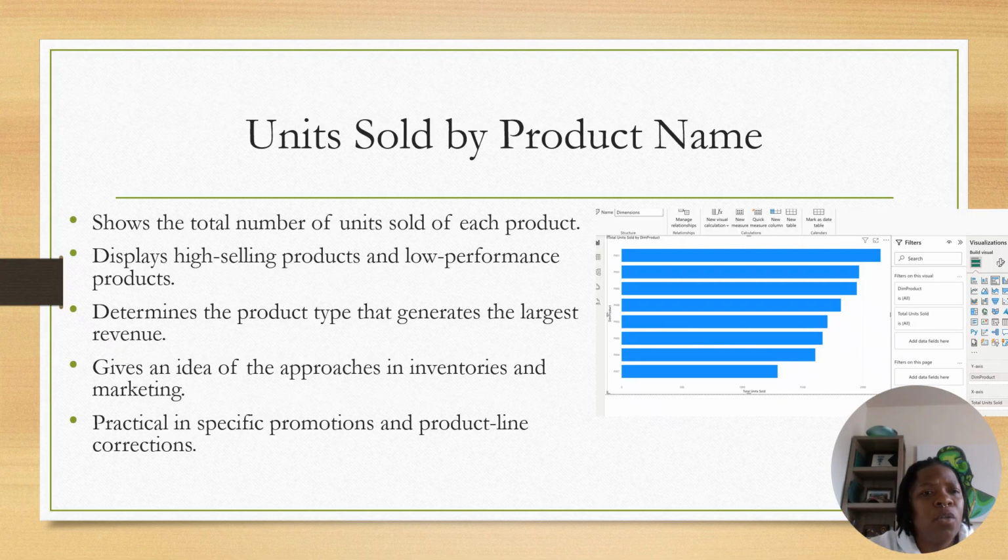In this slide, it shows units sold by product names. Right here on your right, it shows the table with the total number of units sold of each product, the display of high-selling products and low performance. And this gives an idea of the approaches in inventories and marketing.